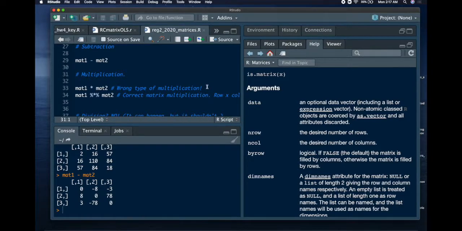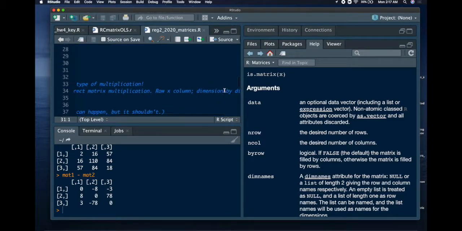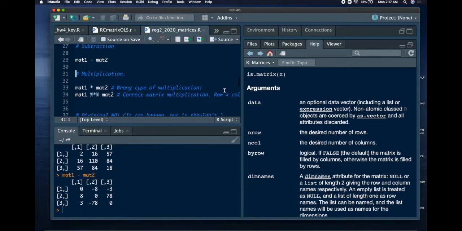And true matrix multiplication, you should know, if you don't know, we will be talking about it in this class, is row by column multiplication and dimension by dimension, and it's additive. So I'm going to show you how those are different. So we take the mat 1 and mat 2 and we multiply them together and we get one product.